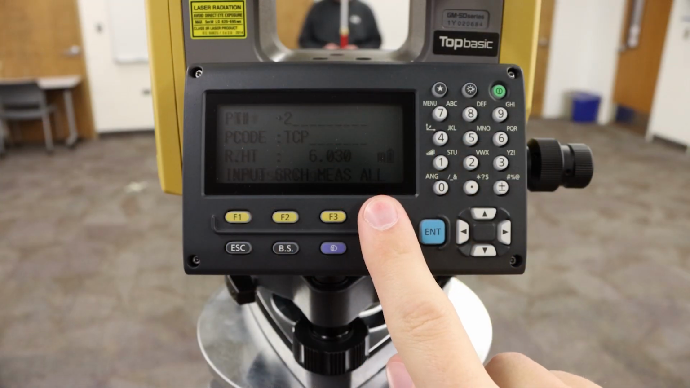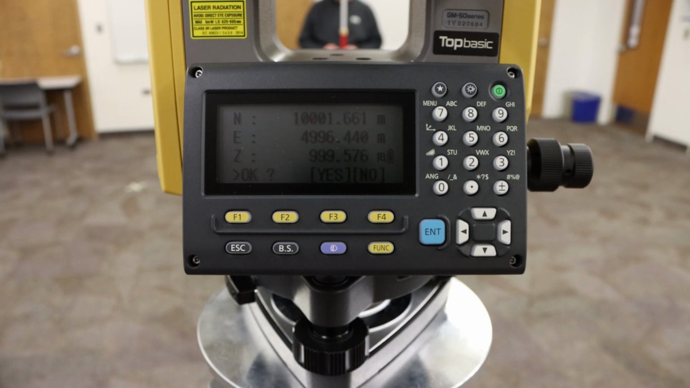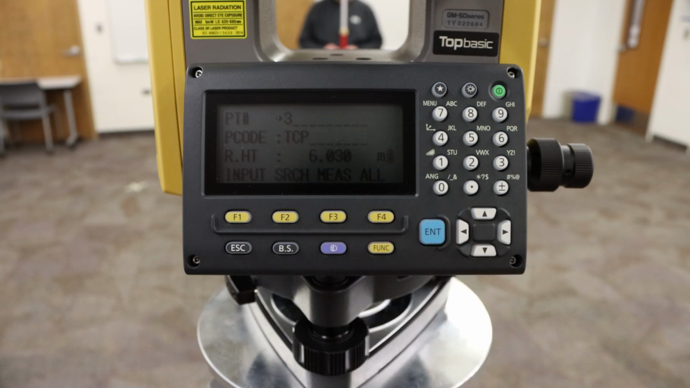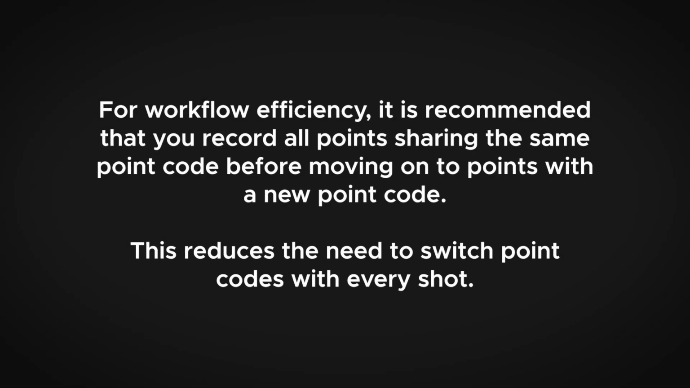Press F4 All to record the data of the collimated point. Repeat this process as needed to collect all points. For workflow efficiency, it is recommended that you record all points sharing the same point code before moving on to points with a new point code. This reduces the need to switch point codes with every shot.